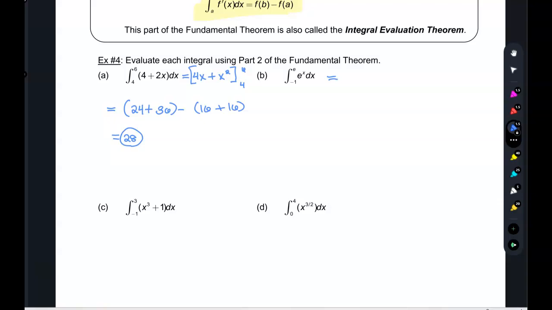All right, what's the antiderivative for e to the x? E to the x. Good. So e to the x, and we want to evaluate this from -1 to e. So we get e to the e minus 1 over e. And that's all. You don't have to find a common denominator. That's all. Just stop.